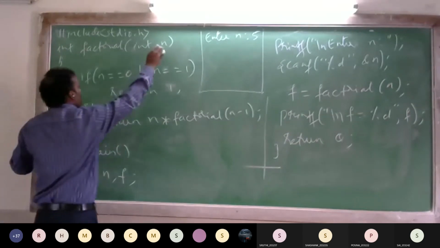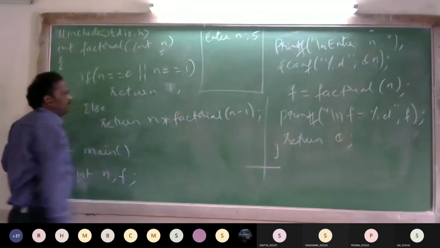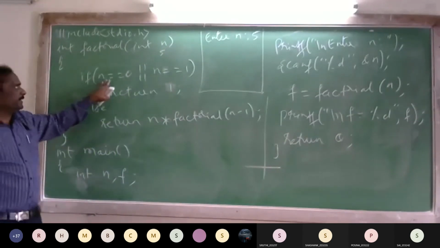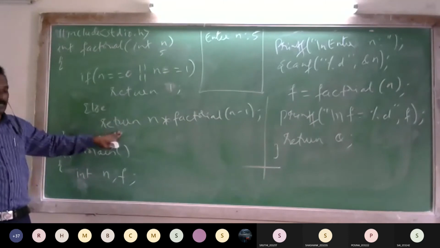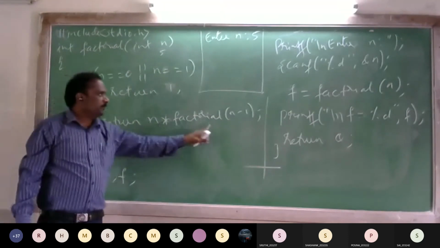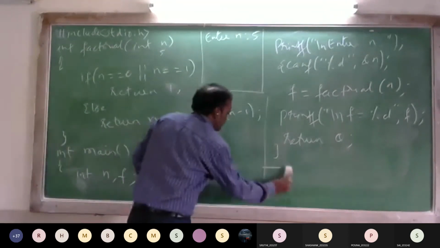Now n is containing 5. Now I am checking the condition: is n is 0 or n is 1? The condition is false. The control will come here. Now return n into factorial of n minus 1.